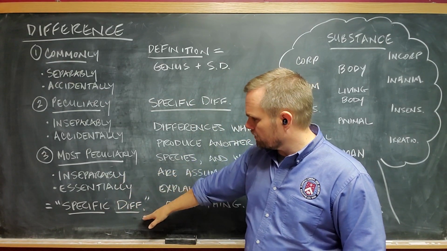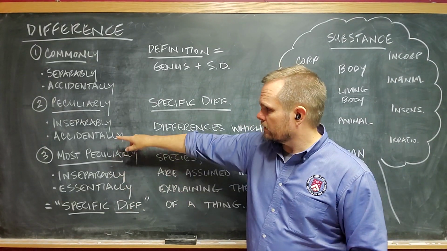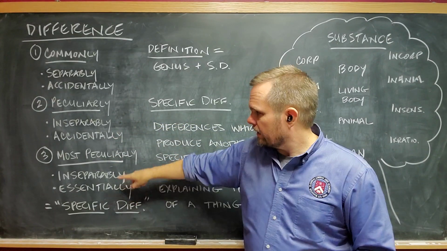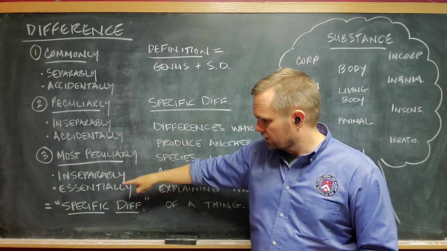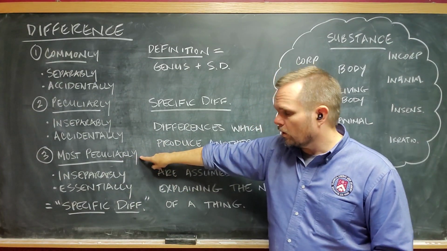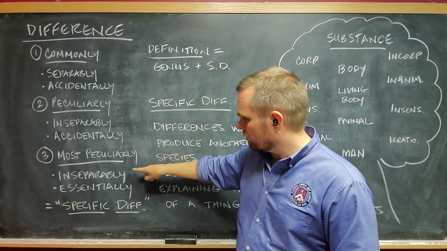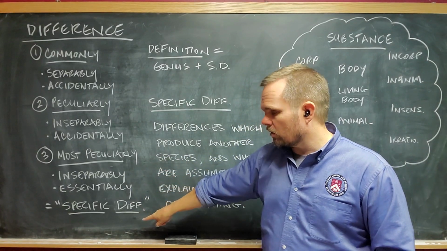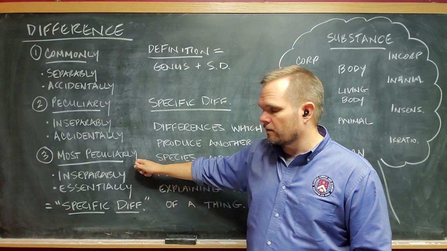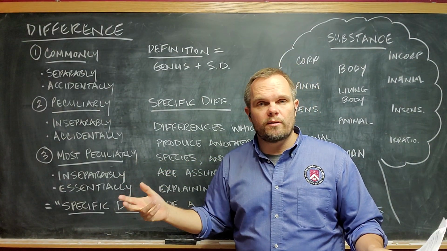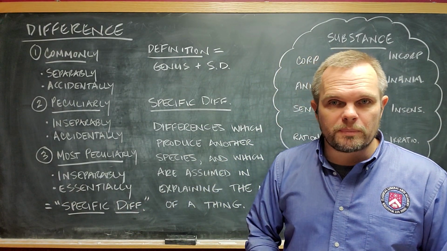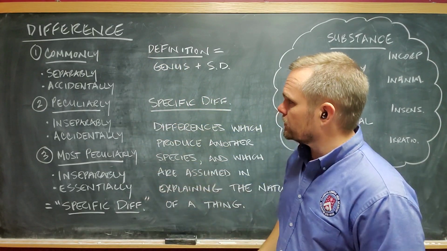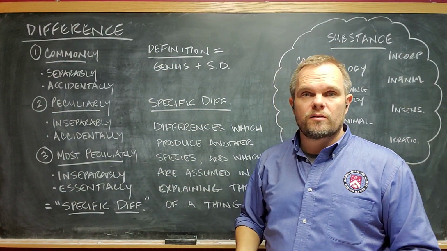And a specific difference is inseparable, so it's like a peculiar difference, but it's essential. It's not accidental. It's essential. So to differ most peculiarly is to differ inseparably and essentially. And therefore it's called a specific difference, because this kind of difference causes two things to belong to different species. Okay? So these are the three different ways in which things can be said to be different.